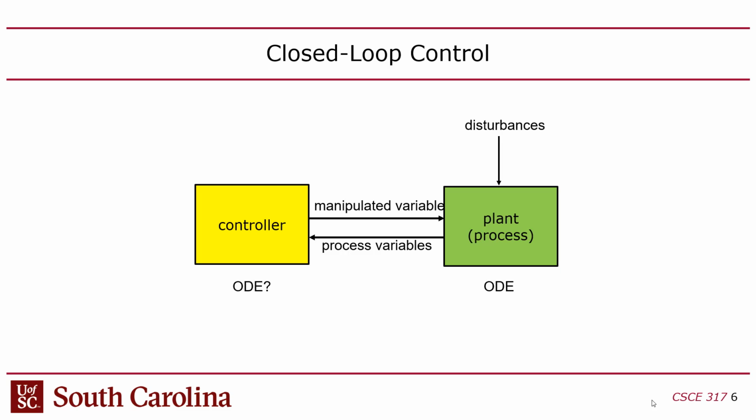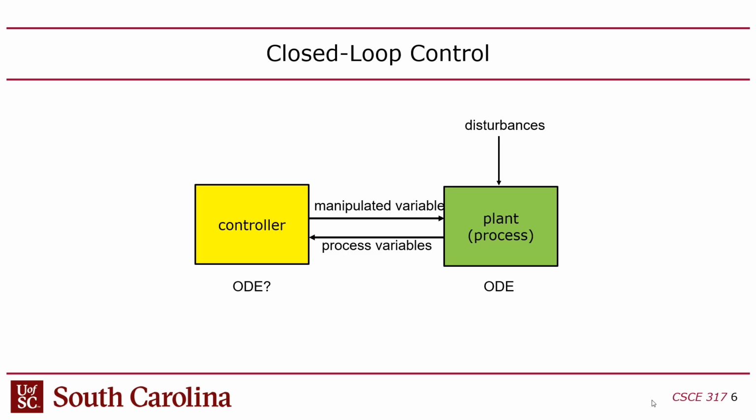Okay, so the output from the controller into the plant is called a manipulated variable, and the signal from the plant back to the controller is called the process variable. So you have process variables, which are the sensed state of the plant, and the manipulated variables are what the controller is setting, right? And then, of course, you have these disturbances as well.